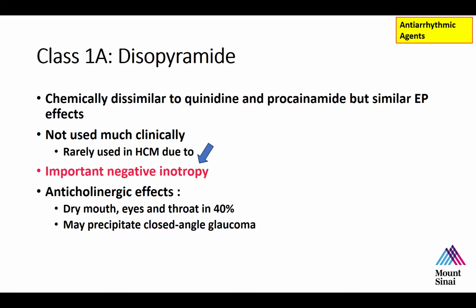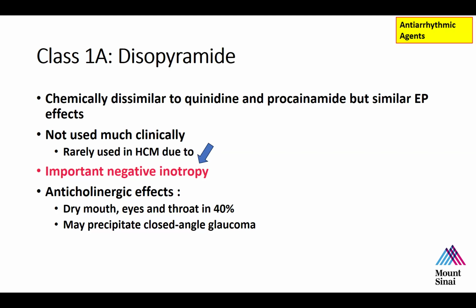And the reason is it's a very potent negative inotrope. So it used to be used with some regularity in people who had LV outflow obstruction. You would give them disopyramide and it would reduce the force of systole and contraction, and in that way reduce the gradient across the outflow tract.